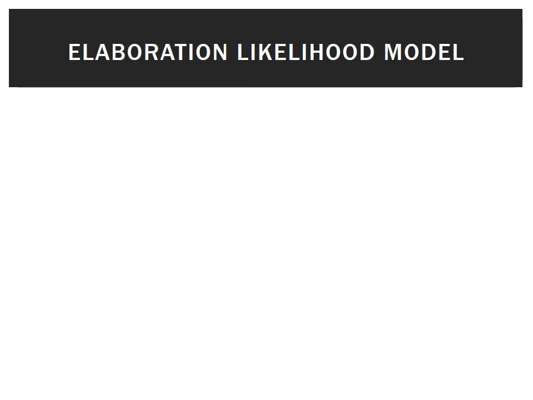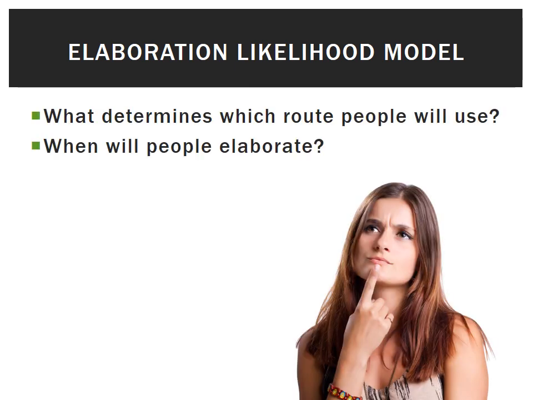So elaboration likelihood model, right? That's what this is all about. When are people going to be on which route? It turns out that the answer to this question is something that we've already talked about before. It's motivation and ability. So elaboration depends on both motivation and ability. So you've got to be both able and motivated to think carefully in order to be on the central route. And if not, if we're not motivated or not able to think carefully, then we're going to default to being on the peripheral route.